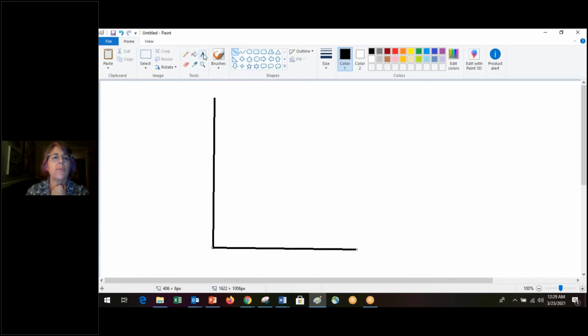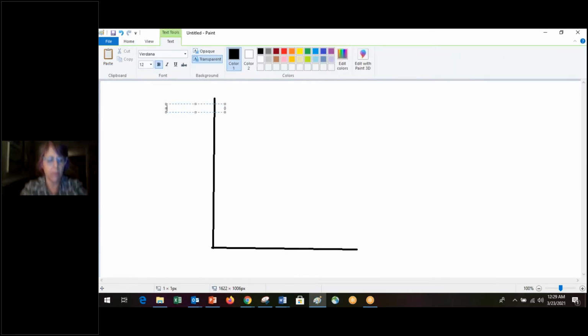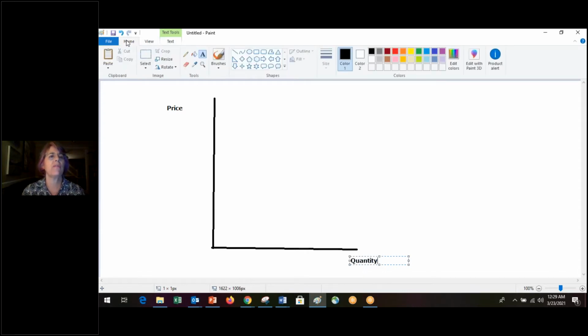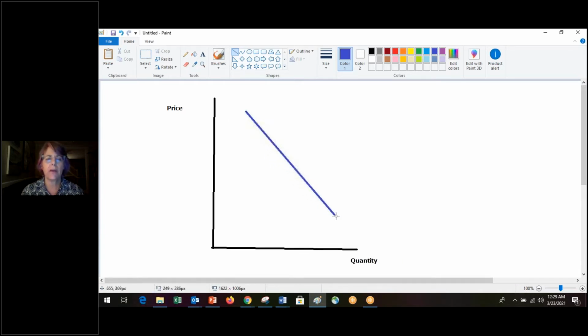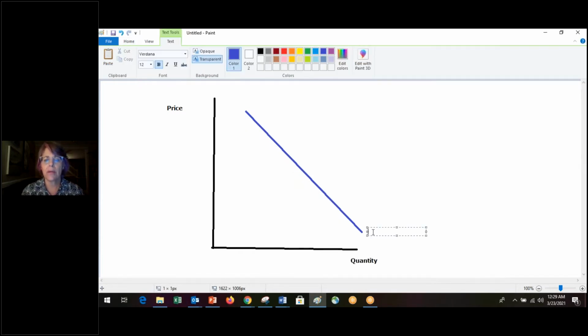Okay, so the first thing we're going to do is put price, and down here we're going to put quantity. A lot of times it's good to note the order that you draw them in, just to help yourself. So the first thing you're going to draw, let's make it blue, or purple, is the demand curve. So this is the demand curve.